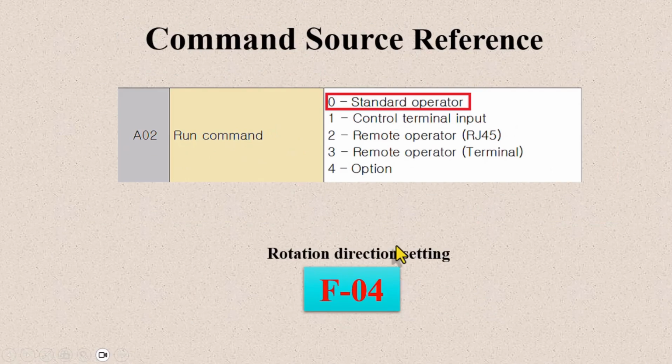Now, for the inverter start-stop, if you want to use the green and red buttons built into the keypad to start and stop the inverter, this time you'll need to enter parameter group A and set parameter number 2 to 0. If you set it to 0, your command source is set to the inverter's keypad. However, if you start the inverter from the keypad and the rotation is opposite to what you need, you'll have to change the rotation direction in parameter F04.